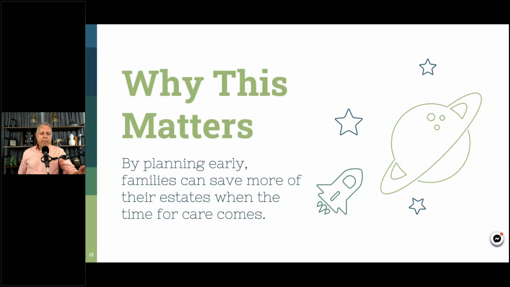Why this matters. By planning early, families can save more of their estate when the time for care comes. It's just pure and simple. We can do more with this trust. We can protect larger sums of money than we can with the crisis case. Even in a married case where we can do the annuities, and you should do the annuities in those crisis cases, we're able to protect much more money using this trust.